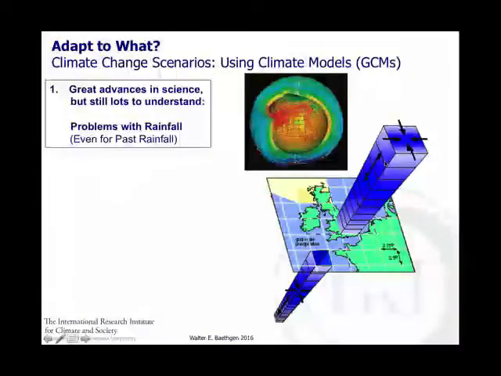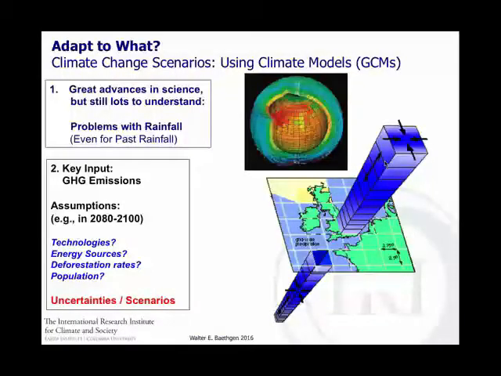Now, these are great tools and science has been advancing a lot, but there's still a lot of things that we don't understand. There's still a lot of problems with these models. For example, models don't even get the rainfall adequately in some regions of the world. They cannot simulate the past, for example, in Southeast South America. So they're great tools, but there's still a lot of limitations.